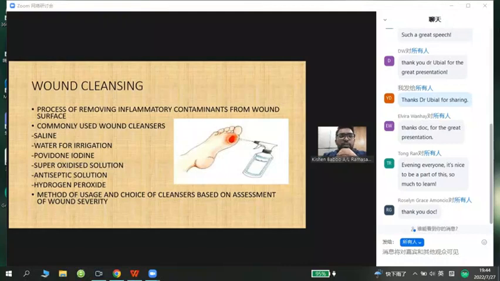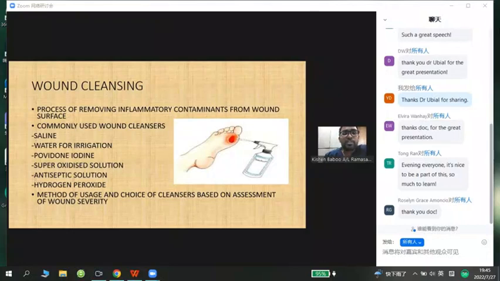For example, when you have a patient with a very high infection rate, usually I go for povidone iodine. When it comes to povidone iodine, it keeps the bacteria at bay. It reduces the bacterial load, but however, it doesn't help much in the healing process. Therefore, I wouldn't personally recommend using povidone for too long a period, but it's an excellent product to be used during the initial stages of infection. Your water for irrigation and saline are all very good cleansers, okay? But again, it doesn't have any antibacterial or antimicrobial properties.